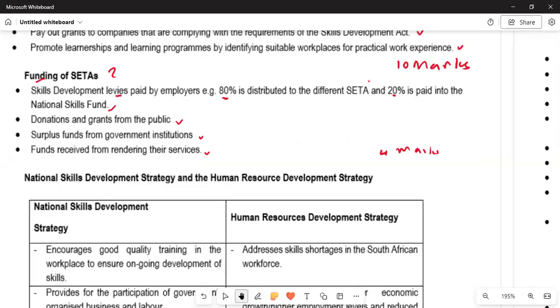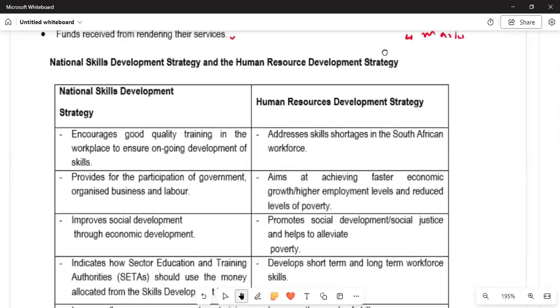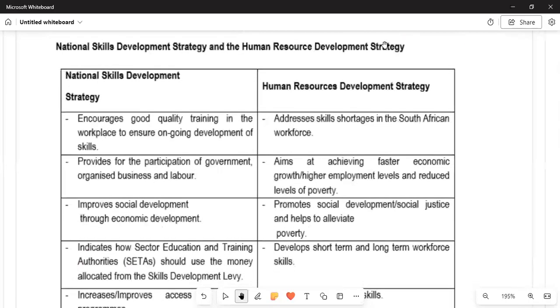So now we are to go to skill development strategy and human resource development strategy. So this one normally is not that much important, because normally they don't ask this kind of question. But for knowledge purposes, it's very important to know about this. National Skill Development Strategy and Human Resource Development Strategy.